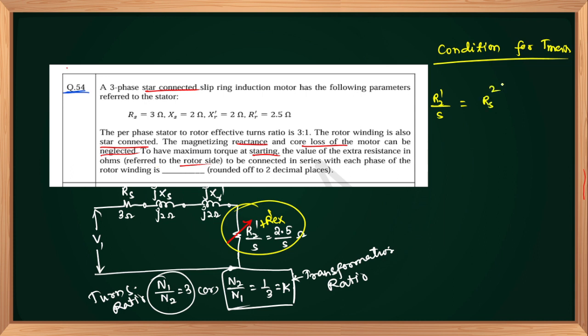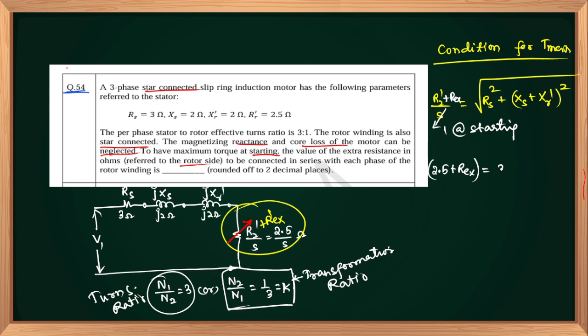That is the square root of stator resistance square plus, stator reactance plus rotor reactance square. Okay, magnitude I am taking. Now he is asking what is the extra resistance to be connected to get maximum torque at starting. At starting, slip is equal to 1. So we know all the values. R2 dash is how much? 2.5. Now you need to calculate the extra resistance.